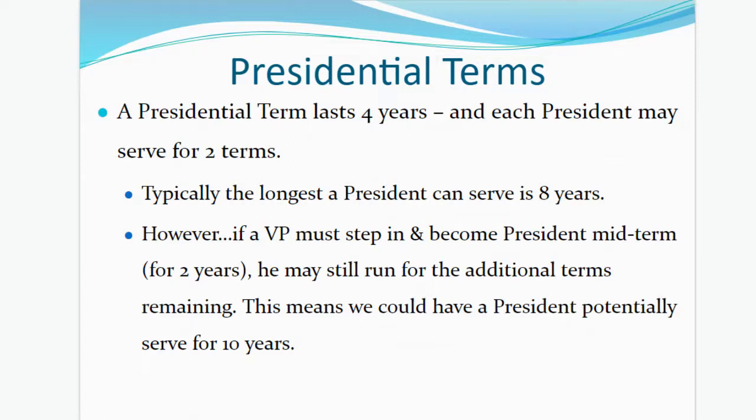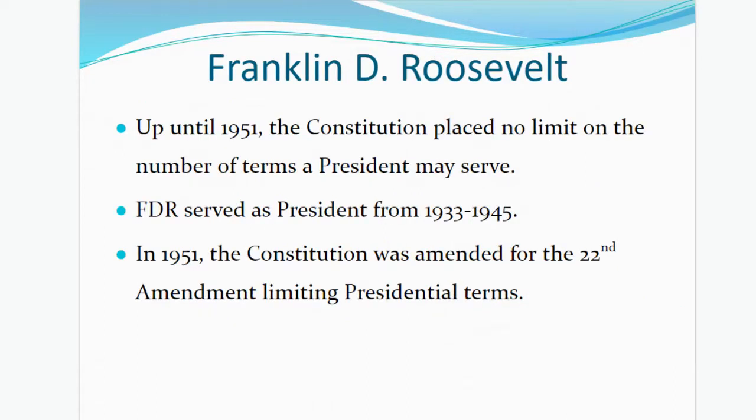And then he or she may run for 2 more terms, which means that they would have a longer term than what's defined by the Constitution with our amendments. Of course, Franklin D. Roosevelt, up to 1951, the Constitution placed no limits on the number of terms a president can serve. So he served as president from 1933 to 1945. In 1951, the Constitution was amended with the 22nd Amendment, limiting presidential terms again to 2.